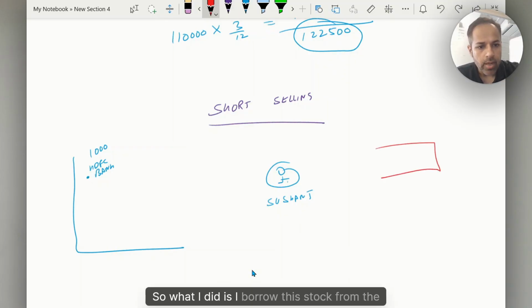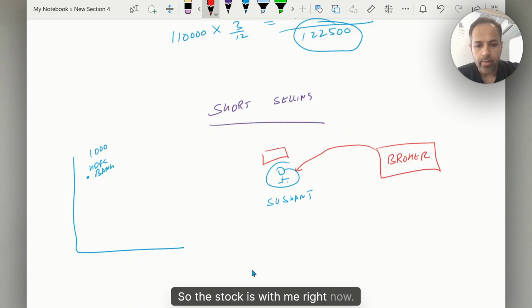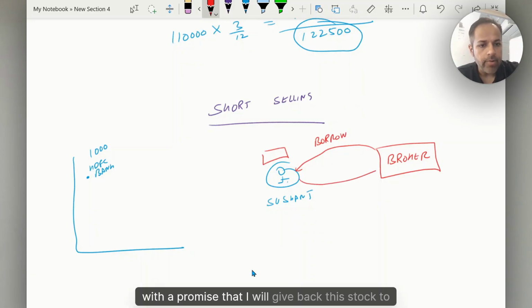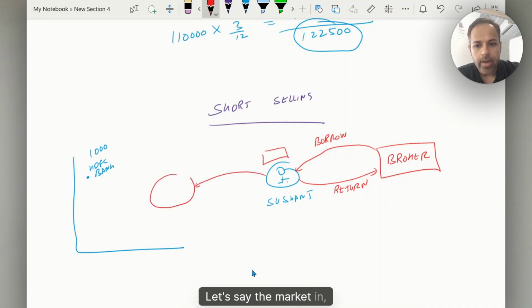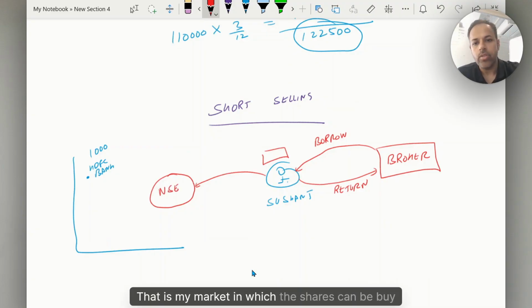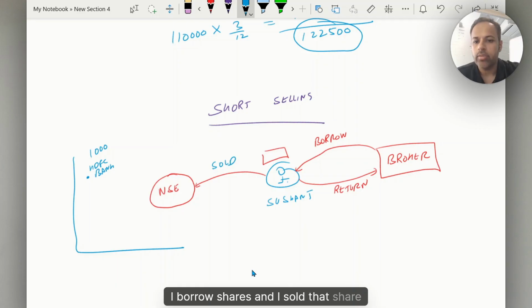So what I do is borrow this stock from the broker. Let's say this is a broker. I borrow this stock from him, so the stock is with me right now, with a promise that I will give it back to him after 1 day. Now, when I get the stock, I sell it. Let's say the market in India is the National Stock Exchange, the market in which shares can be bought and sold. So I borrow shares and I sell them.